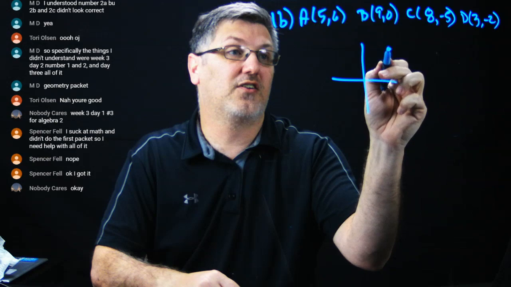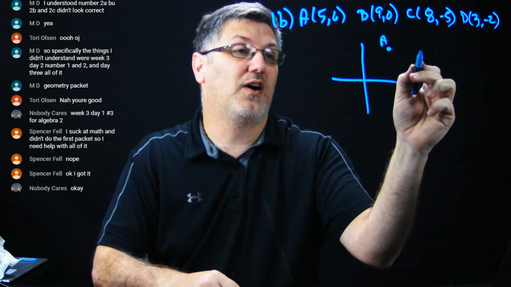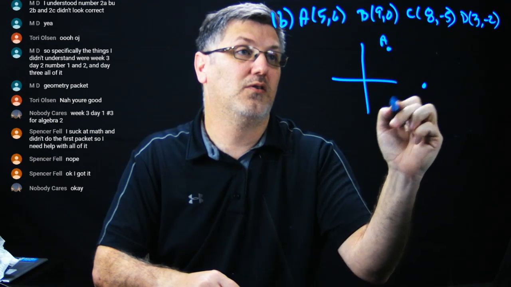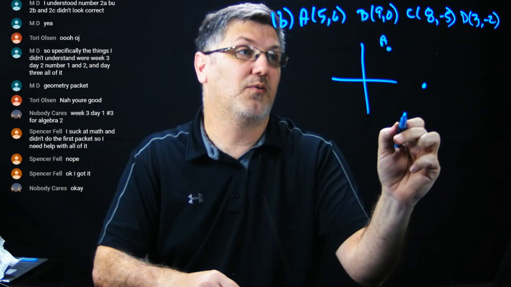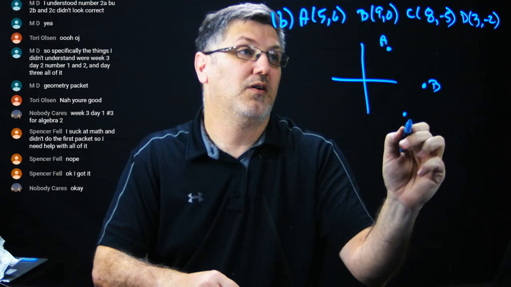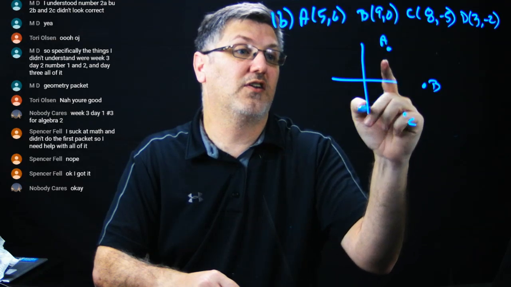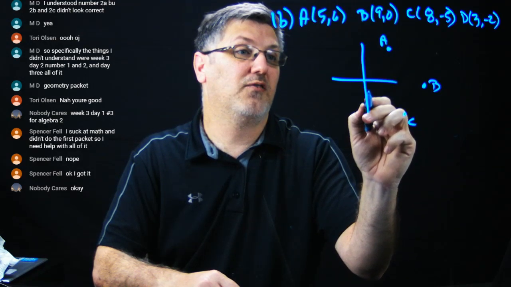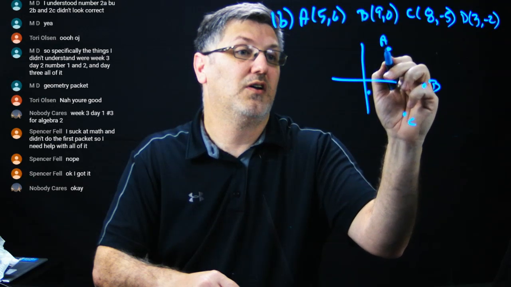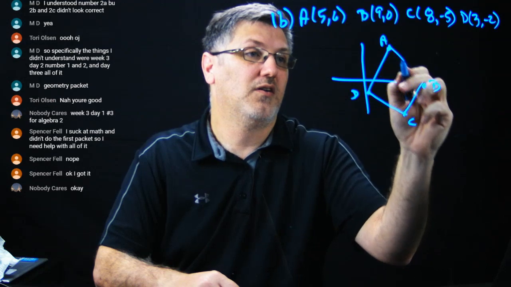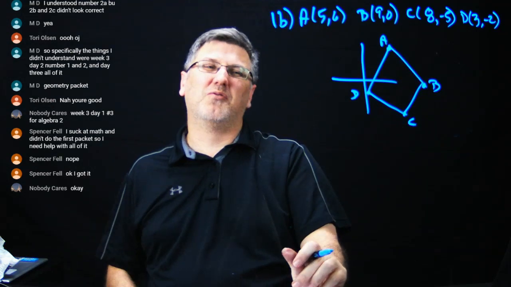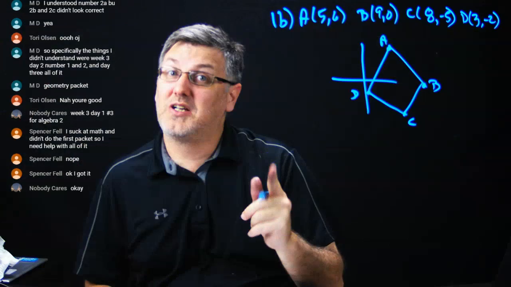If this is 5, 6, and this is 9, 0, and 8, -5 is down here somewhere. And then 3, so if this is 5, it's got to be over here, -2 somewhere up in here, and then this is going to be D. All right. So there's my shape. Doesn't really look like a parallelogram, but can't be sure.